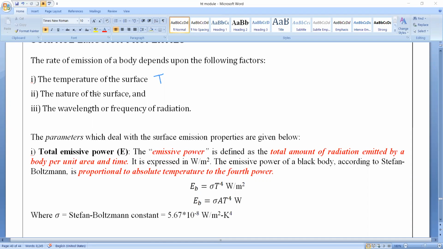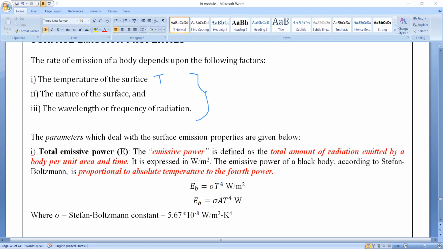Similarly, the nature of the surface. If the surface is rough or smooth, definitely it will affect the amount of thermal radiation emitted by the surface. Similarly, it depends on the wavelength and frequency of the radiation. So these are the three important parameters that decide the emission of thermal radiation. I hope this is clear.